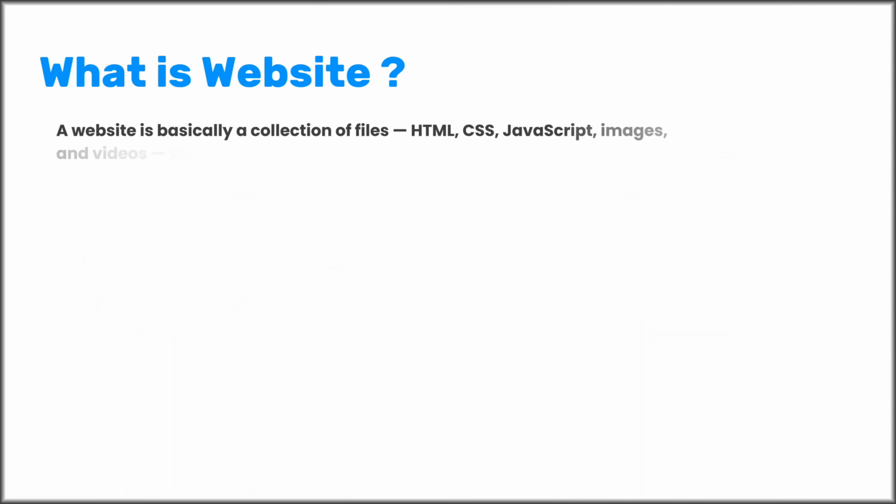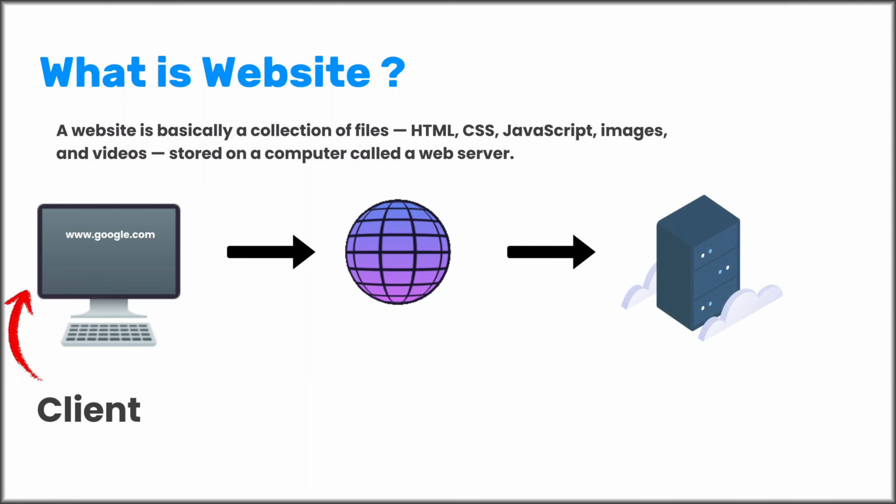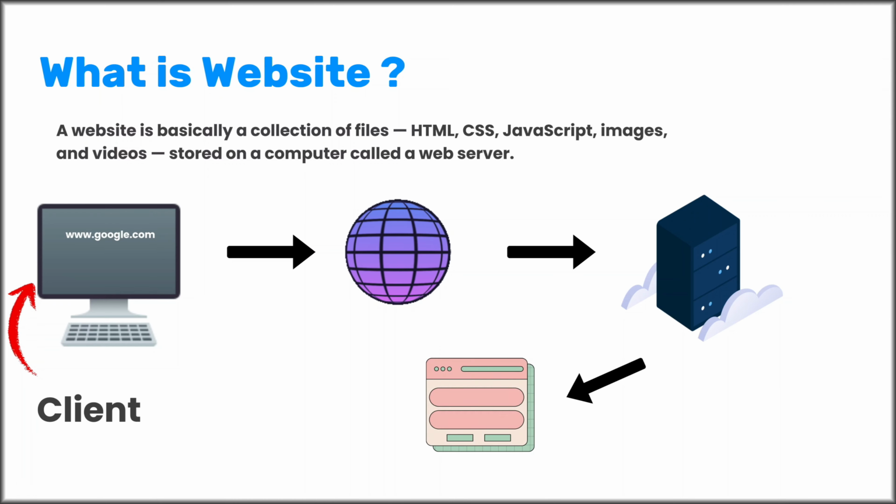A website is basically a collection of files like HTML, CSS, JavaScript, images, and videos stored on a computer called a web server. When you visit a website, your device, known as a client, requests those files through the internet and your browser displays them on your screen.